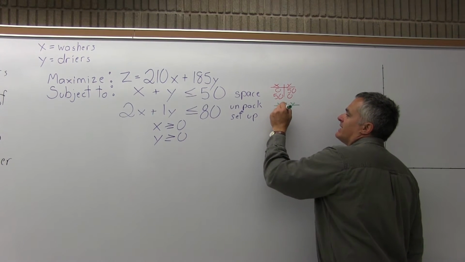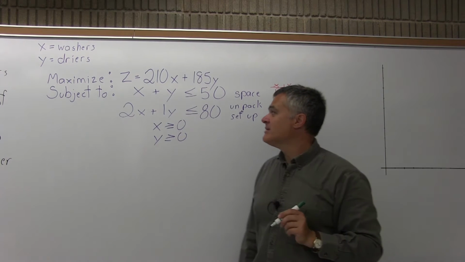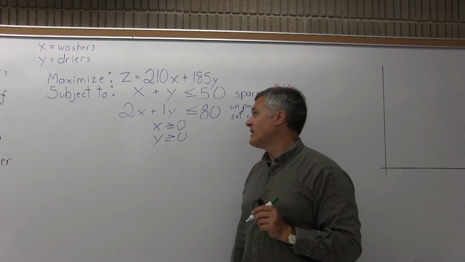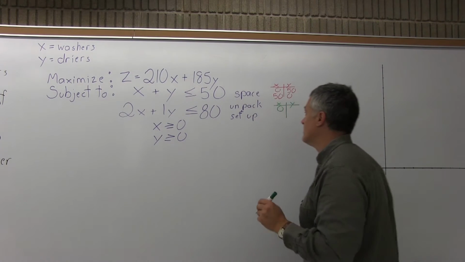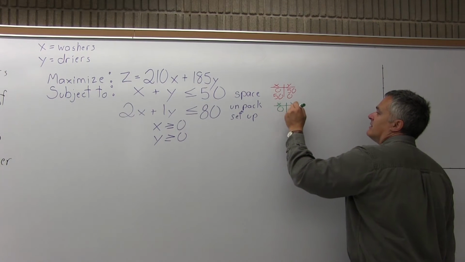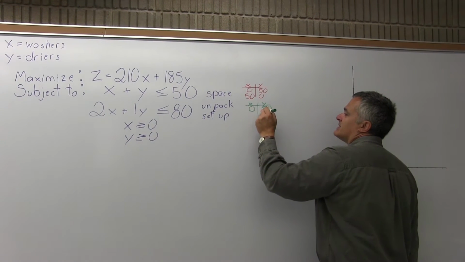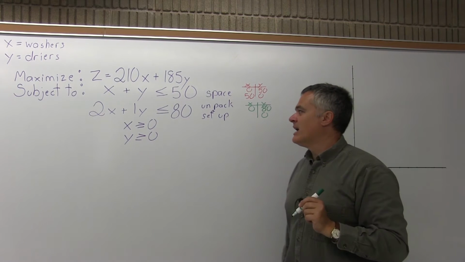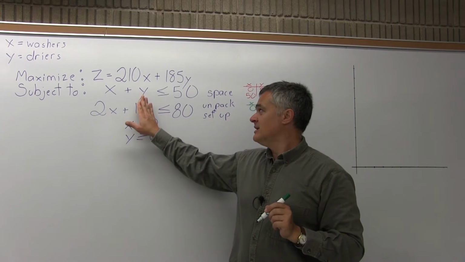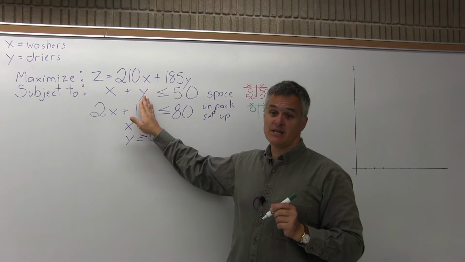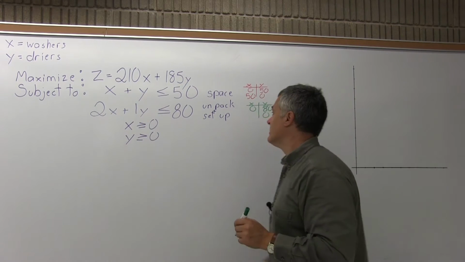Now if I zero the x, the 2 times x just zeroes out, and I would be left with y equals 80. And if I zero the y to pick up a second point, I would have the equation 2x equals 80. And if 2 times x is 80, the x must be 40.